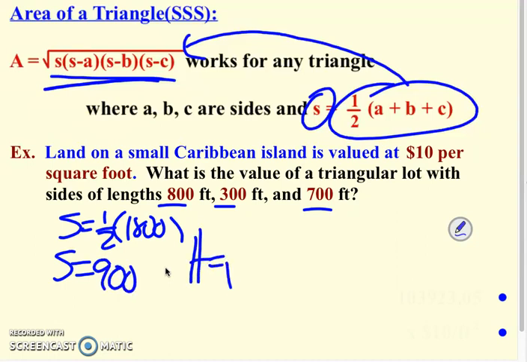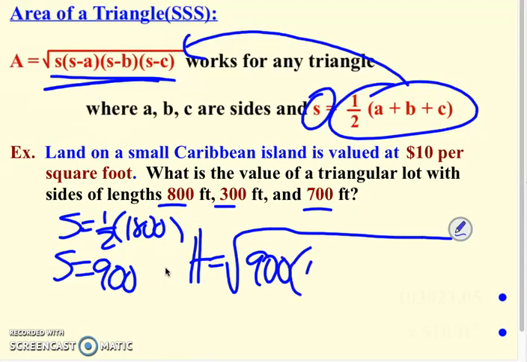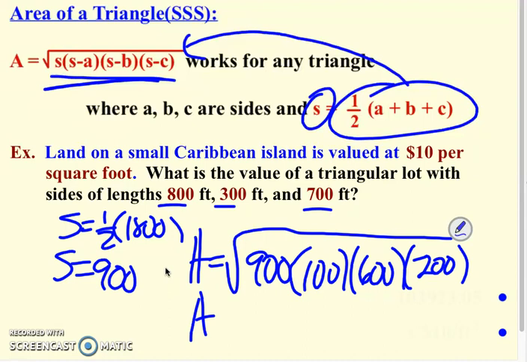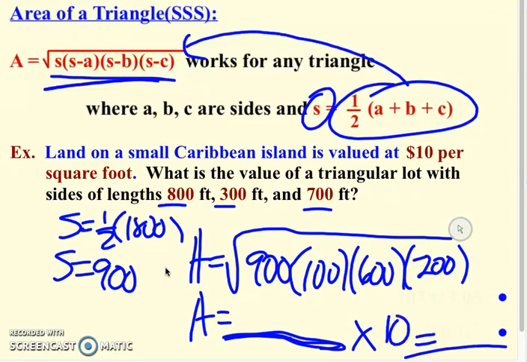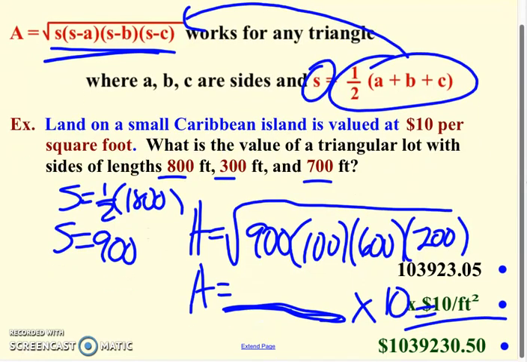Go into the area. And it goes S and then S minus each of the sides. So 900 minus 800. 900 minus 300 and 900 minus 700. Then this one has a price attached to it per square foot, so then you multiply by 10 to get your actual dollar amount. So just a way of finding an area, we've got a couple of those, and it's nice sometimes when you don't have the height to have an alternative, and this is an alternative to finding an area.